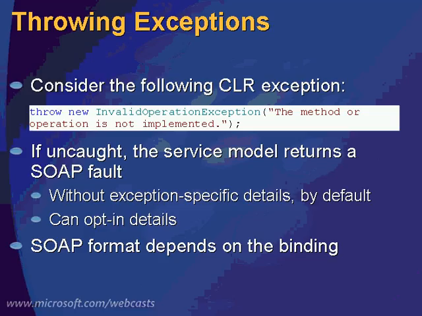So by default, consider this exception. We have an invalid operation exception being thrown that the method is not yet implemented. If that goes uncaught at the service tier, then the service model, WCF, will return a SOAP fault. And again, there will not be any details about what originally happened. In fact, not even the type of exception is shared with the client by default.